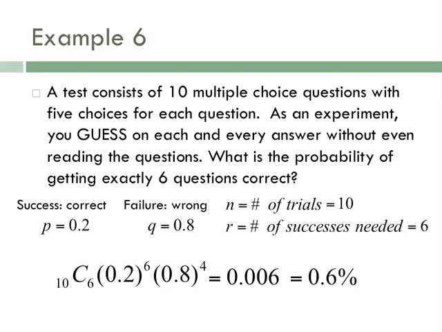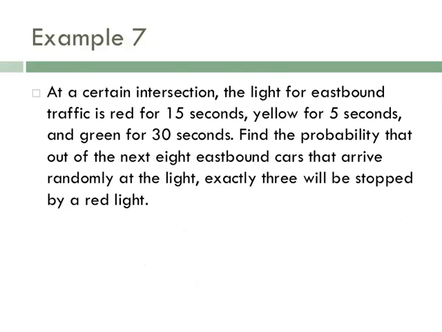Okay, let's look at the next example. At a certain intersection, the light for eastbound traffic is red for 15 seconds, yellow for 5 seconds, and green for 30 seconds. Find the probability that out of the next 8 eastbound cars that arrive randomly at the light, exactly 3 will be stopped by a red light.